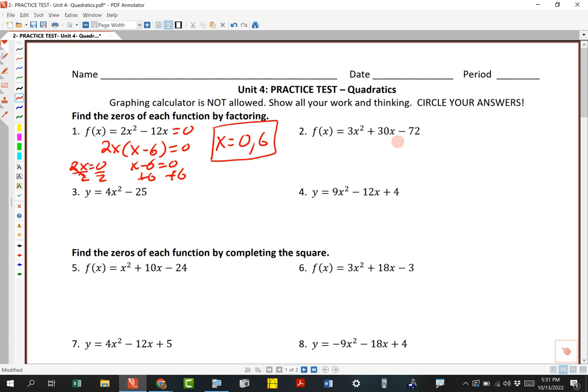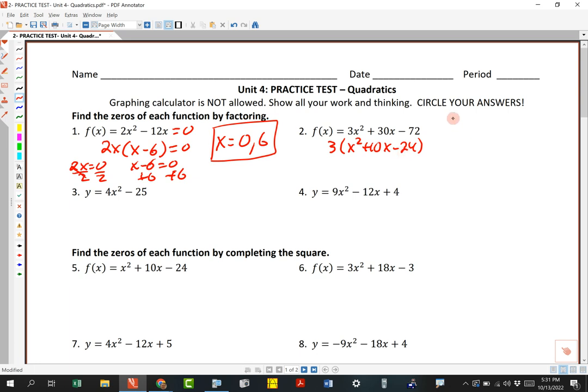We're going to factor here. So we're always going to take out the GCF. I can take a 3 out of each one of those. So if I take out a 3, I'm left with an x squared, plus 10x, and then a minus 24. So what we're looking for here is two numbers that multiply to be negative 24 that combine to be positive 10.